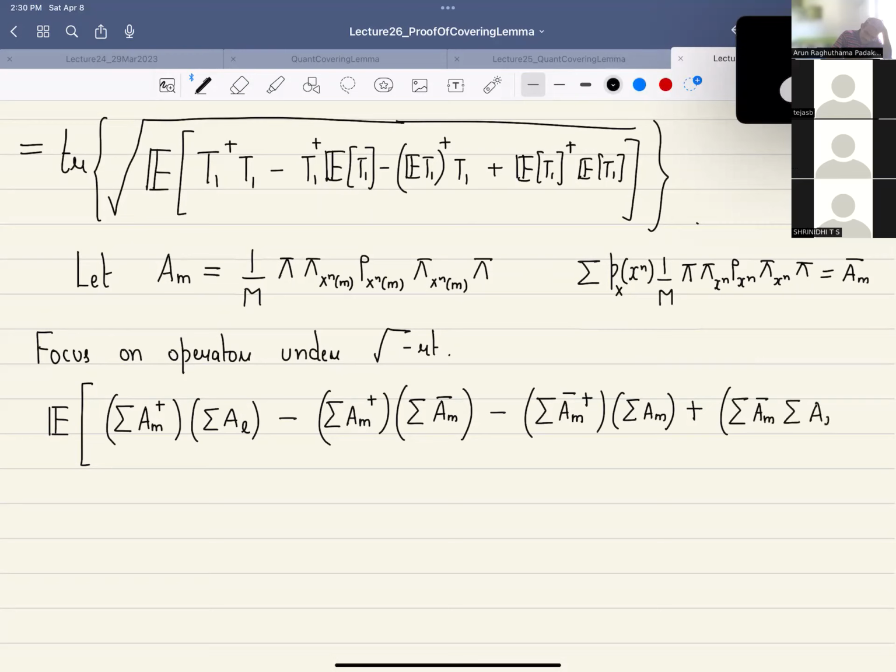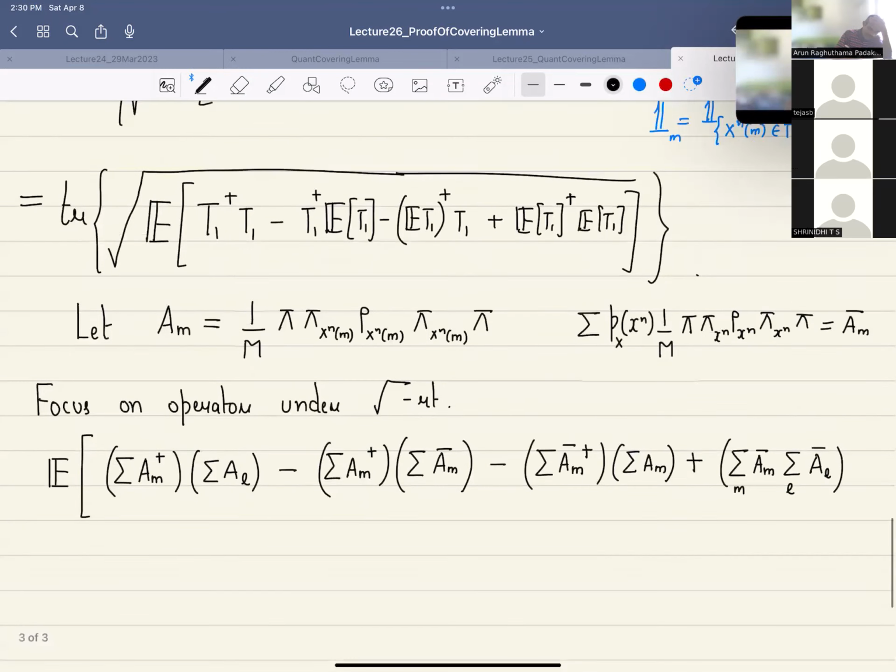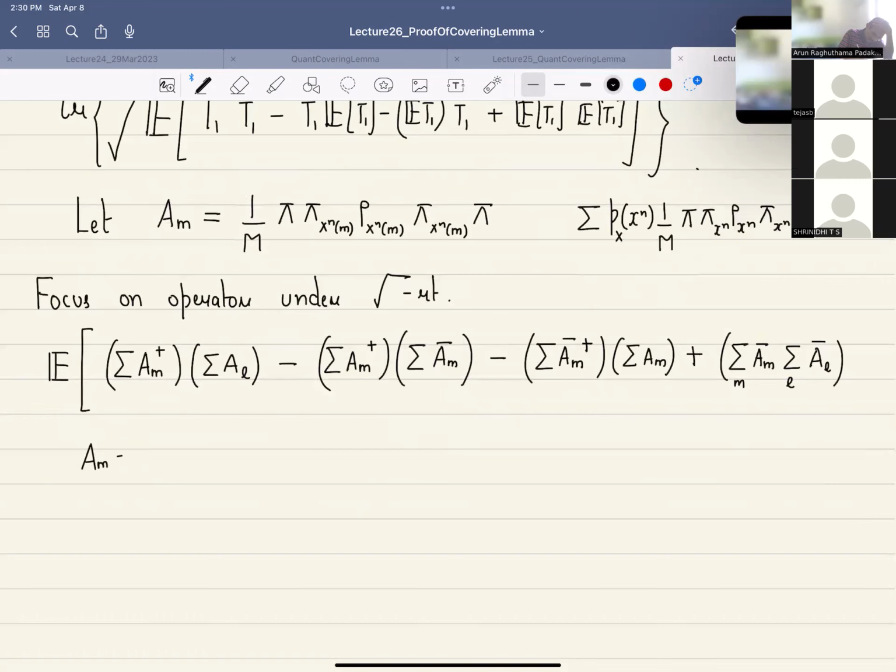Just one question. When you define this A_M bar above, in the summation, it should be P_X of x and m, right? Yeah, but see, each one is identically distributed, right? You're right. So A_M should actually be this: 1 by M summation, probability that X_n of m, the big form, equals little xn, times pi of pi xn rho xn pi xn pi. Correct? You agree with this?